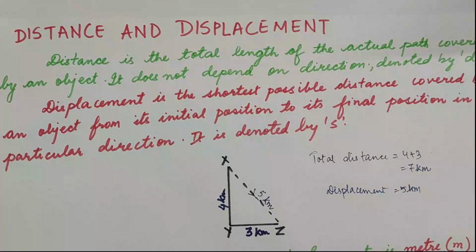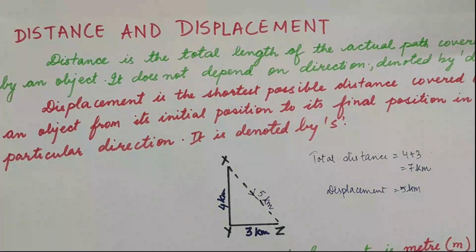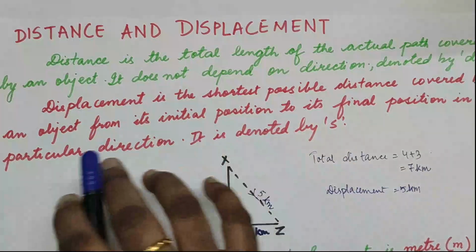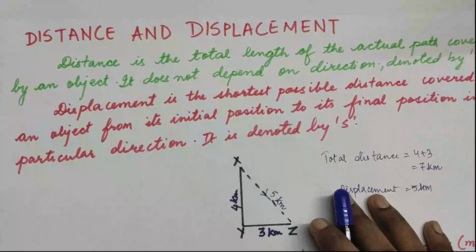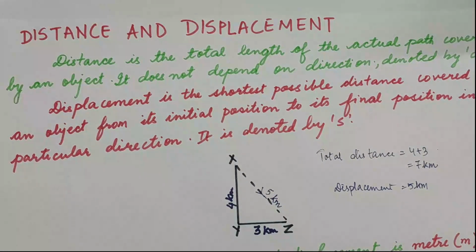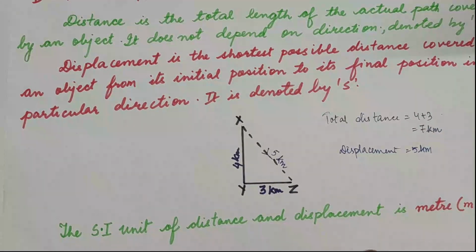If you know the Pythagoras theorem, 4 square plus 3 square, if this is 90 degrees, gives you 25, and the root of 25 is 5. Displacement is denoted by S, and it is always based on a particular direction, say from X to Z. Also remember the SI unit of displacement and distance are the same. Both are measured in meter.